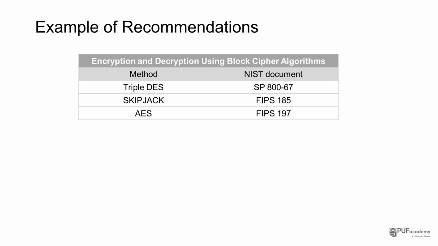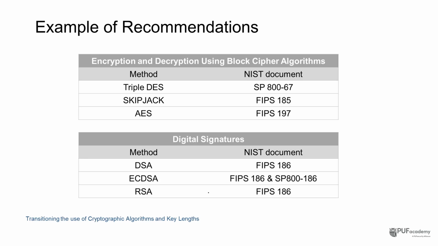Skipjack is specified under FIPS 185. Crucially, the AES, the current industry and government standard, is defined by FIPS 197. This is the key document for modern symmetric encryption. Second, for digital signatures, the DSA is specified in FIPS 186. ECDSA is an advanced method governed by FIPS 186 and the accompanying SP 800-186. Finally, the widely used RSA signature method is also defined under FIPS 186.